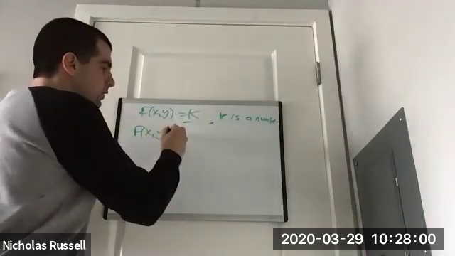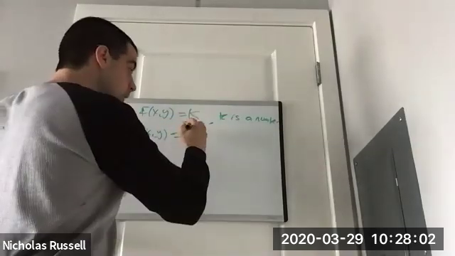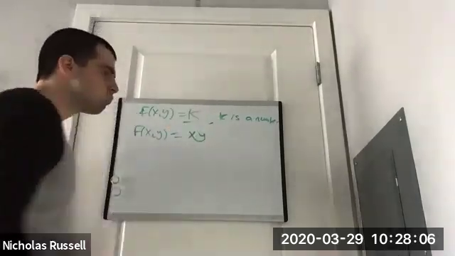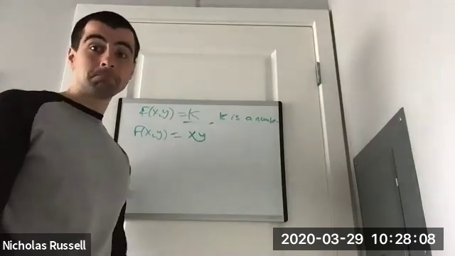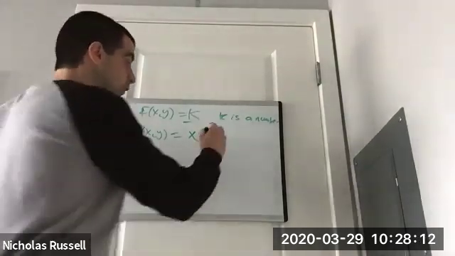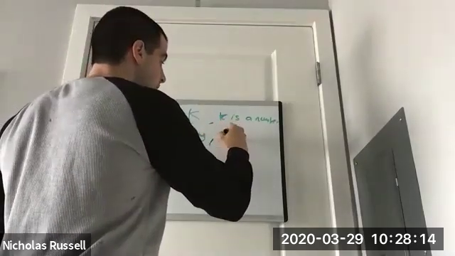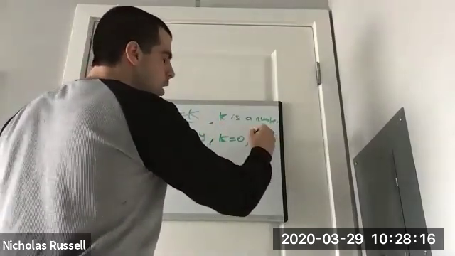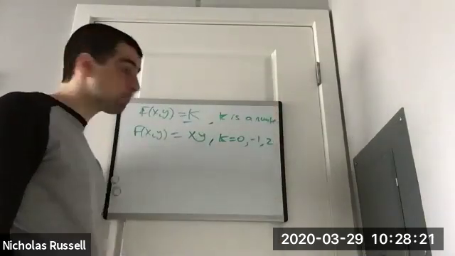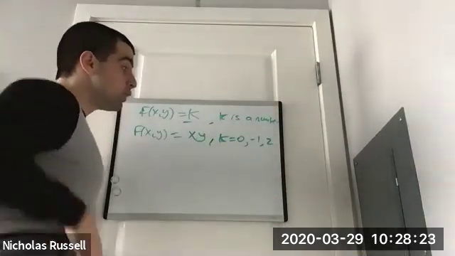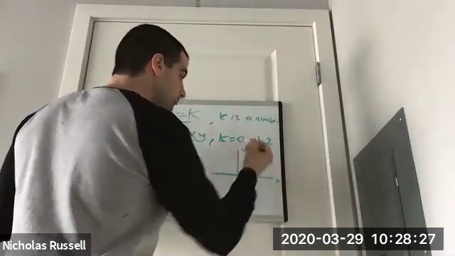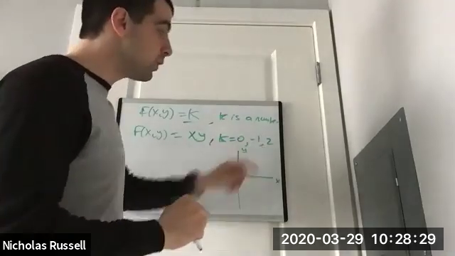So let's take a look at something like, maybe x times y. f of x, y equals xy. Now, what are the level curves of this? Let's say we want to find the level curves at k equals 0, -1, and 2. That seems pretty reasonable. So I'm going to have my little graph over here, x, y, and we're going to start off with k equals 0, -1, and 2.